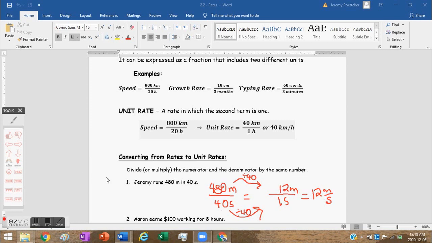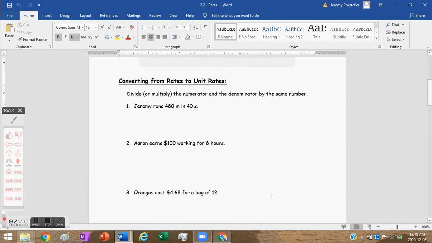All right, so moving on to the next one. We've got Aaron earning $100, working for 8 hours. And so we've got $100 per 8 hours. This is a goofy one for writing units because the dollar sign, even though we say it after, it's $100, we don't say dollar. English is goofy. So it's $100 per 8 hours, and the 8 hours is going to go on the bottom there.